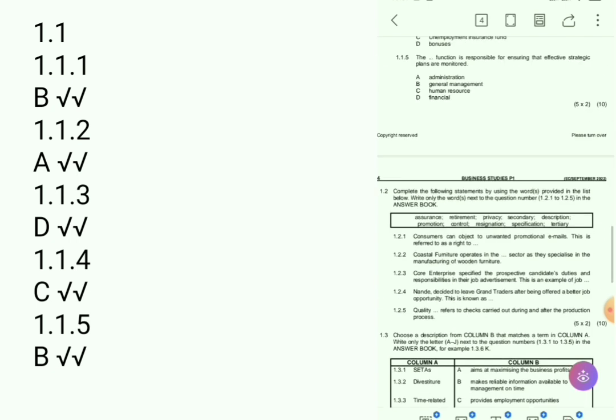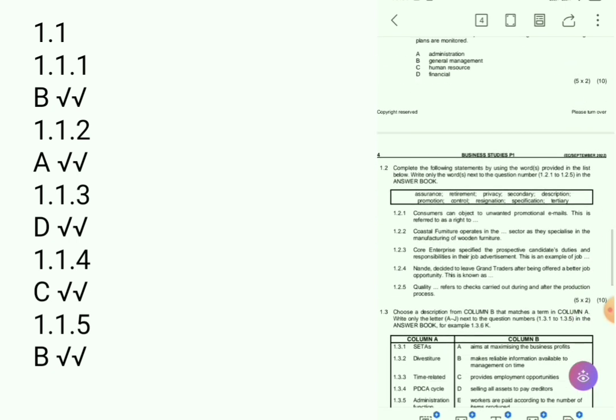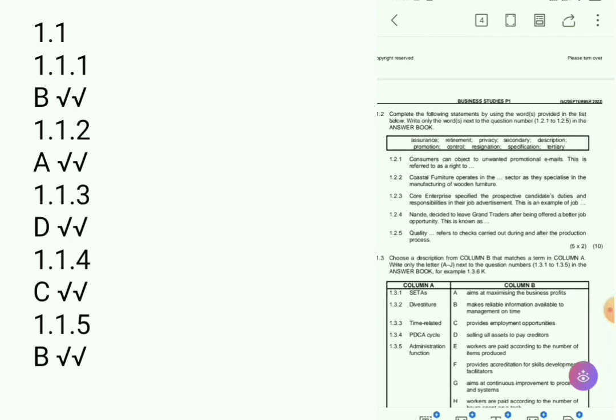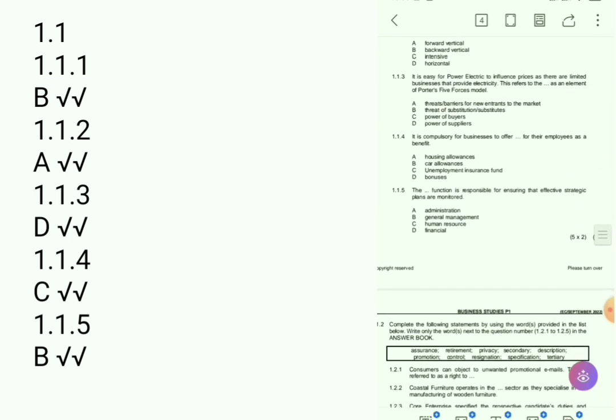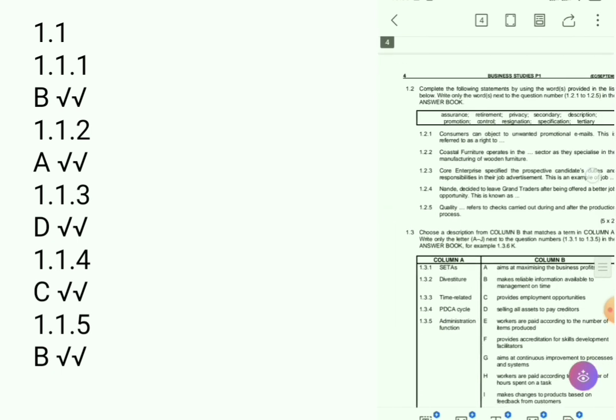1.1.5. The function is responsible for ensuring that effective strategic plans are monitored. This function, which function? Responsible for ensuring effective strategic plans are monitored. Effective strategic plans, which one is it? Most of you will get this wrong, but it's general management. I will definitely get this wrong if I didn't see the question paper too, but because I've practiced the question paper and I've seen it, I definitely know the answer.